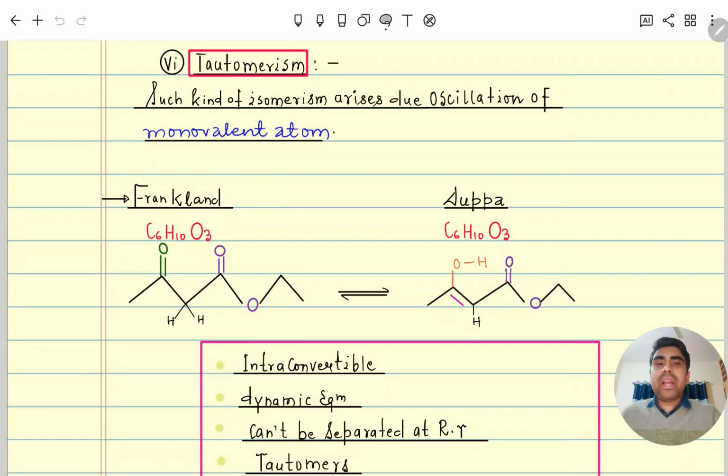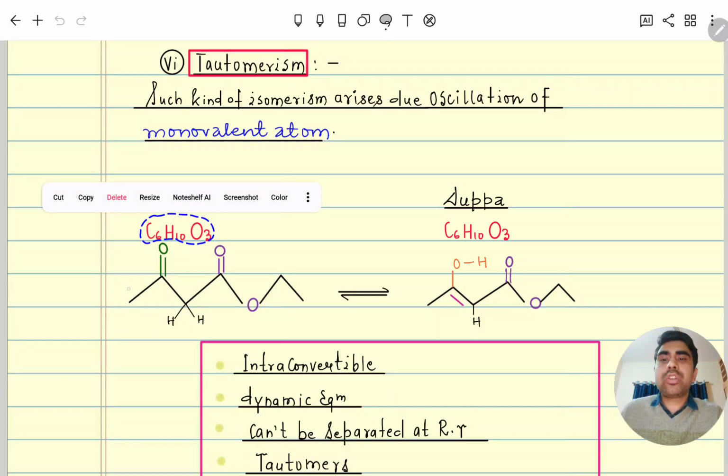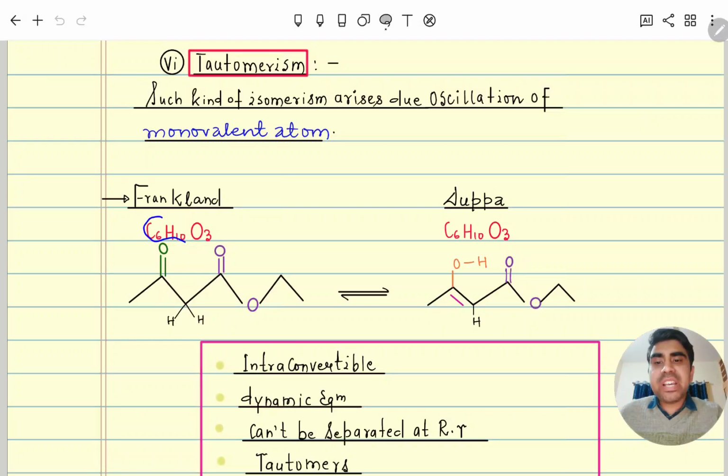One was Frankland and one was Duppa. This is how tautomerism came into the picture. Both were doing experiments, trying to understand the structure of the molecule C6H10O3. Frankland discovered that in this molecular formula two functional groups are there.